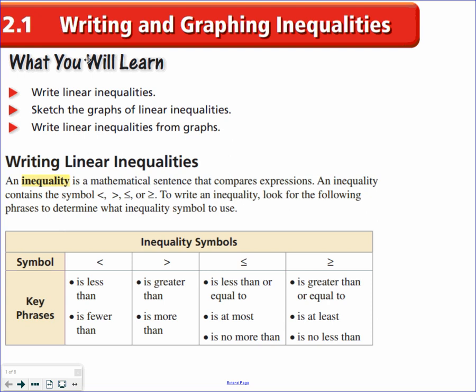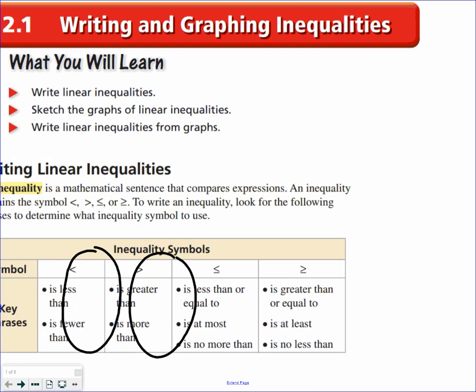Now we have some vocab words down here. "Is less than" or "is fewer than" is a less than symbol. That's pretty straightforward. "Is greater than" or "is more than" is a greater than symbol. Here are the ones where it starts getting a little more complicated. "Is less than or equal to" is "is at most." There's the one. Put a big star by that one.